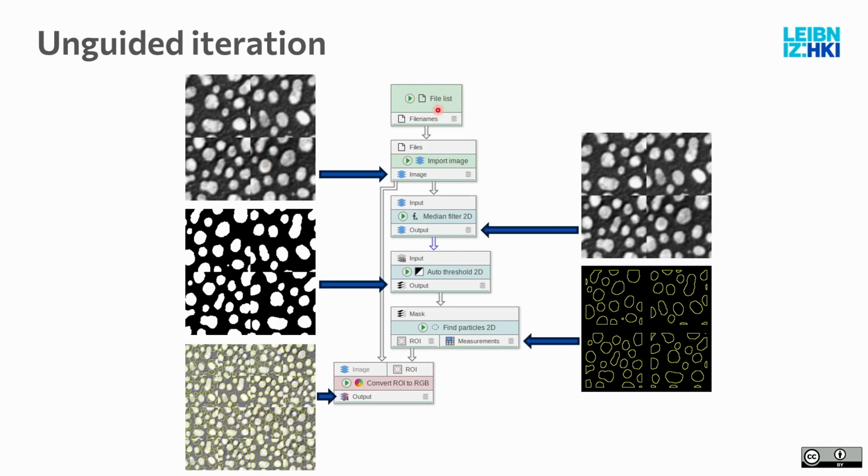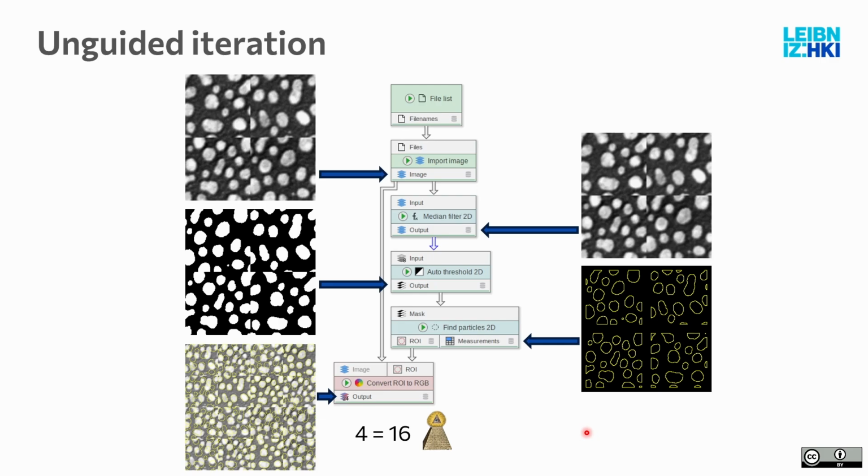We gave it 4 files in the file list. The import image goes row by row in the table and then imports all 4 files. Great. The median filter processes the imported image one by one. The same with the auto threshold 2D and the find particles 2D. Now the convert ROI to RGB. This one suddenly makes 16 images.